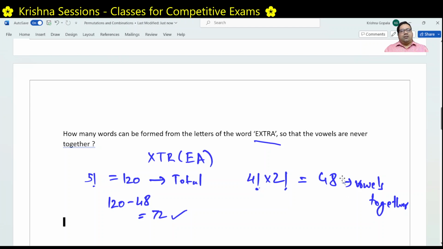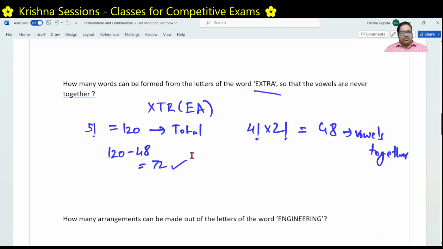Now he is saying how many words can be formed where they are not together. All the remaining cases are the ones where they are not together, right? So total is 120, 48 are together. What does that mean? 72 are not together. This is the way to solve it. If we try to solve directly for the cases where they are not together, it will become very difficult. Instead, we should take the cases where they are together and subtract them from the total possible cases.